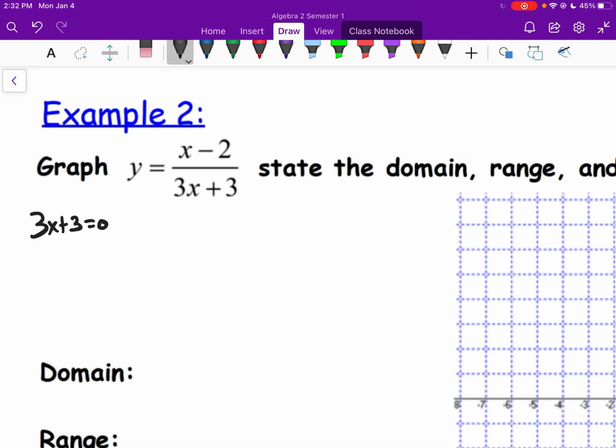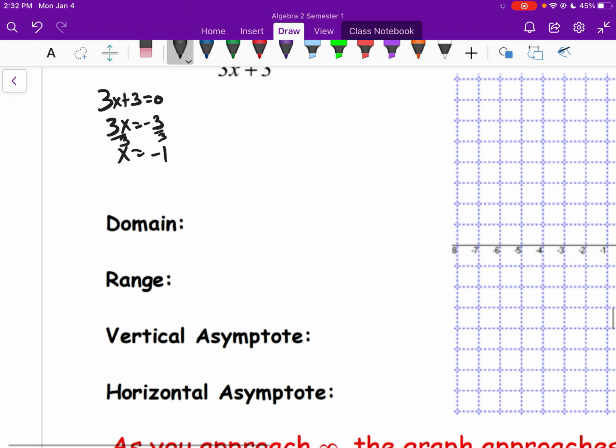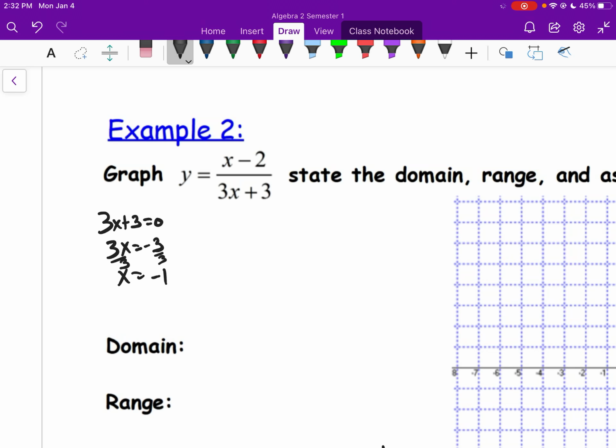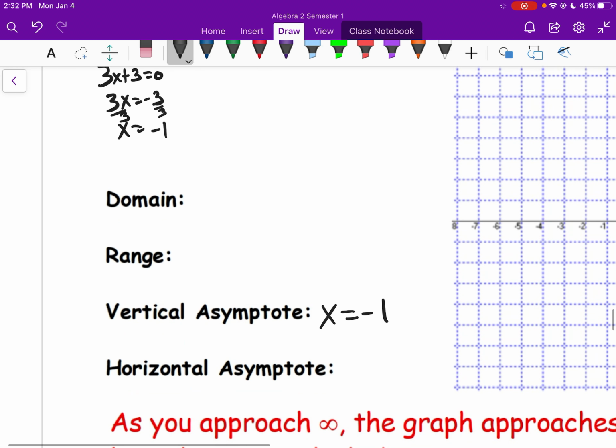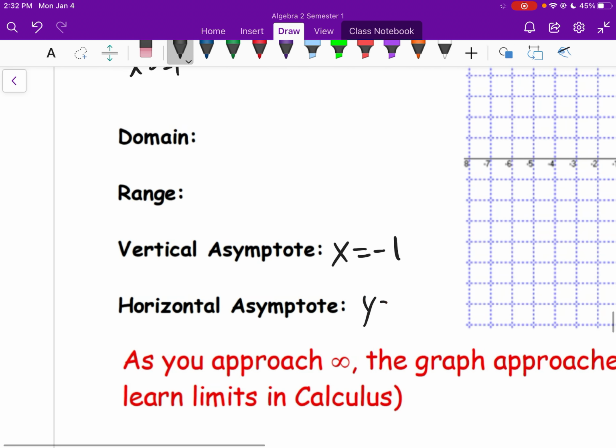Okay. And then solve. 3x is equal to negative 3. X is equal to negative 1. There is our vertical asymptote. Okay, and then for the horizontal asymptote, we're taking the ratio of those coefficients with x. So in this case, it will be 1/3.